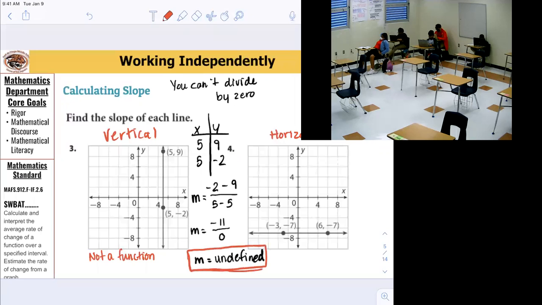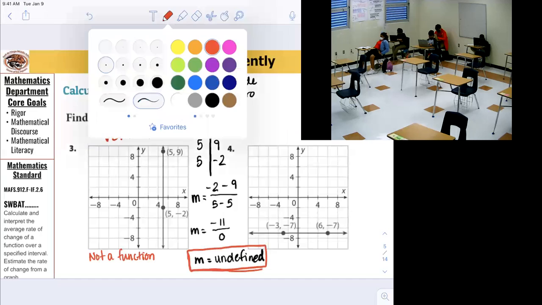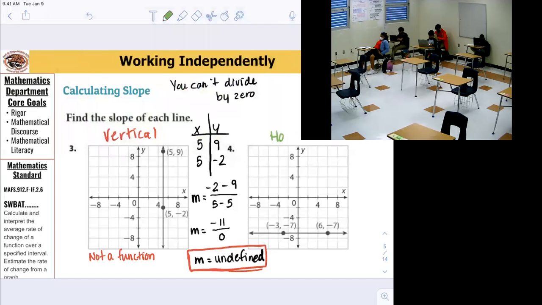Now, that's different from a horizontal line. Is the horizontal line a function? Yes, this one is still a function. I'm going to label it green because it's a function. Miss, does this only apply to vertical lines? Say that again? Does this only apply to vertical lines? Yes. So undefined slope only applies to vertical lines.